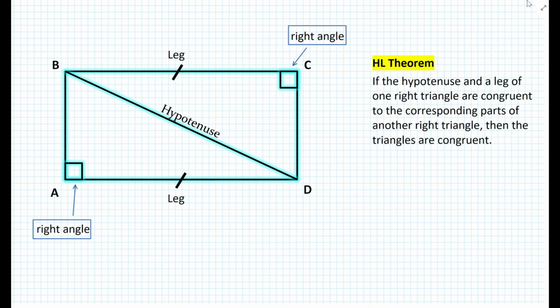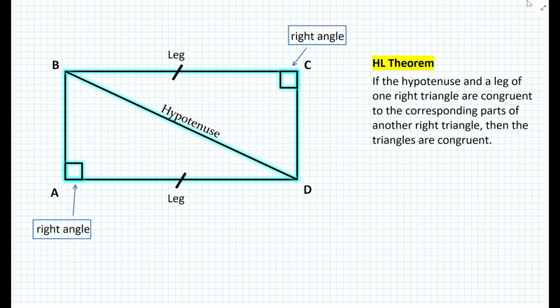The HL theorem states that if the hypotenuse and the leg of one right triangle are congruent to the corresponding parts of another right triangle, then the triangles are congruent. So in a proof, we can now use the HL theorem instead of writing the entire definition.